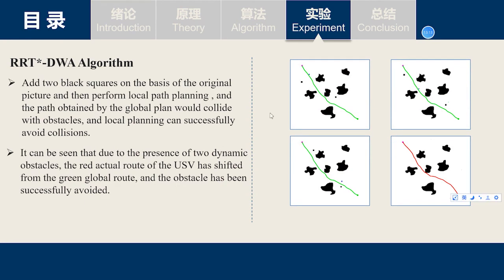Introduce two dynamic obstacles in the simulation environment. Add two blank moving blocks on the basis of the original picture and then perform local path planning. The position of the USV at some moment is shown in the figure, and the path obtained by global planning would collide with obstacles, while the local planning can successfully avoid collisions.